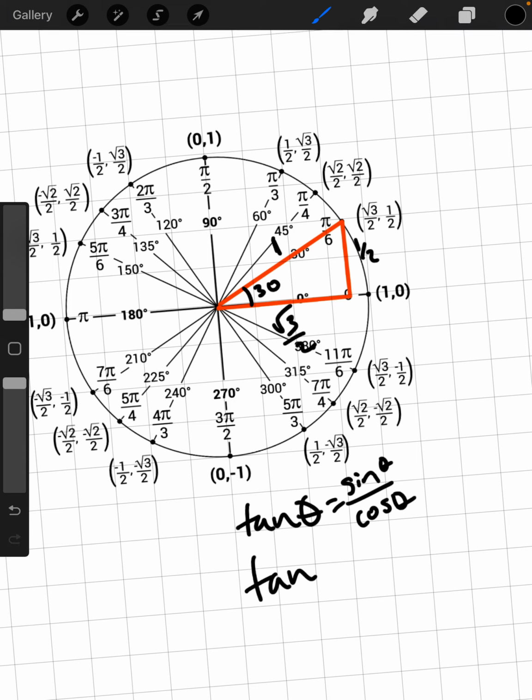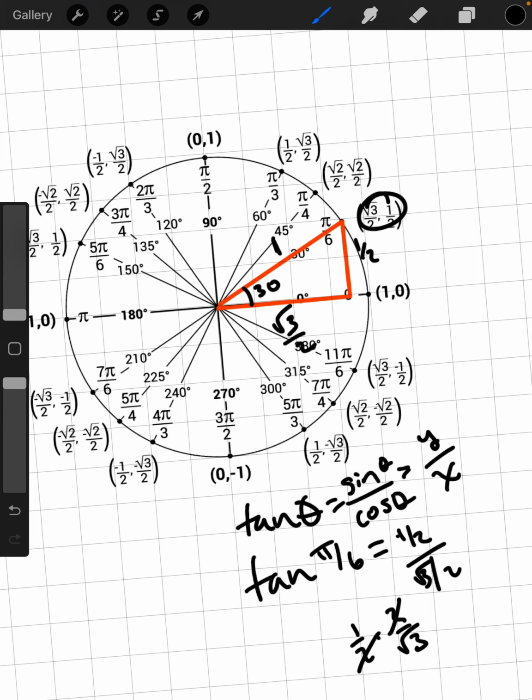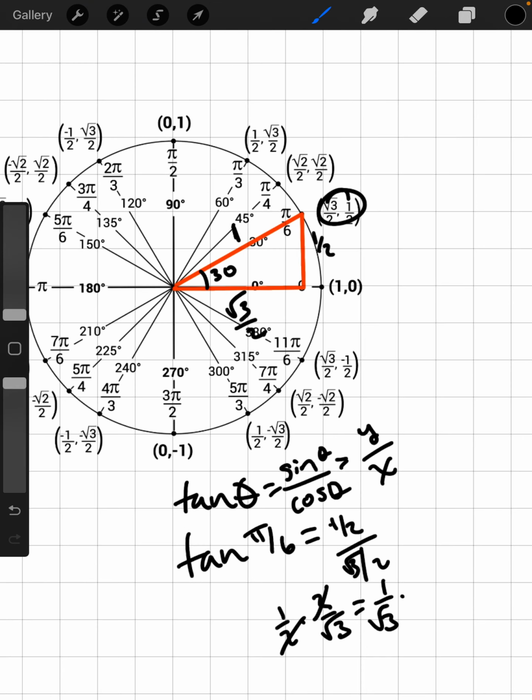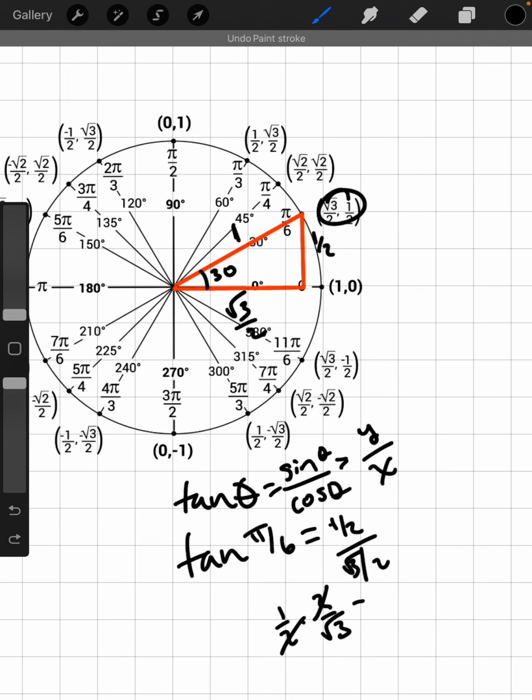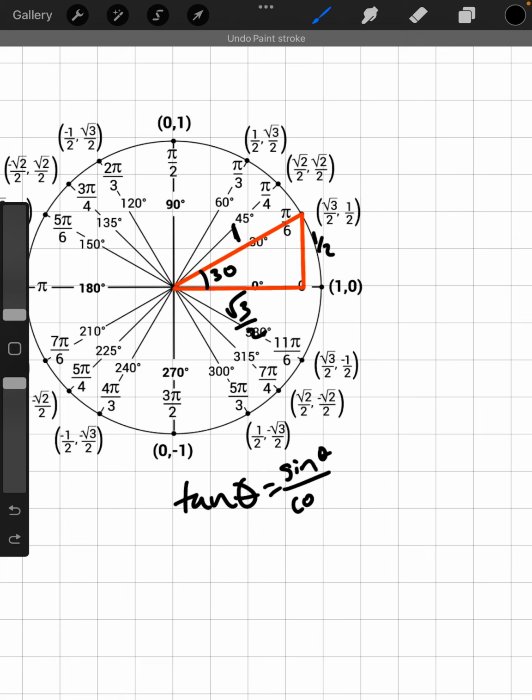So if I want to find tangent of pi over 6, so that first angle that we're looking at, I need to do sine over cosine, and we just said that sine is y and cosine is x. So sine over cosine, y over x, tangent of pi over 6 would be 1/2 over square root 3 over 2. And then I could keep, change, flip, and simplify that, and then rationalize my denominator, and get tangent is square root 3 over 3. And this works for any trig function. So tangent is sine over cosine, so it's y over x.